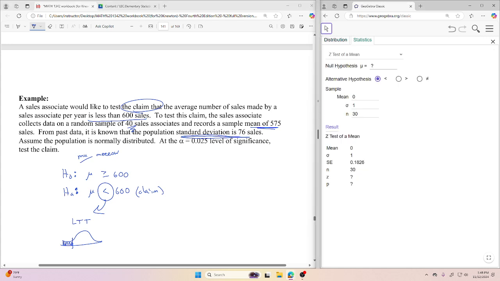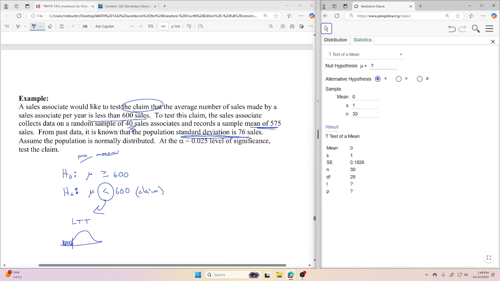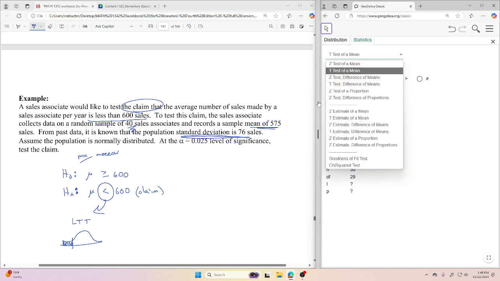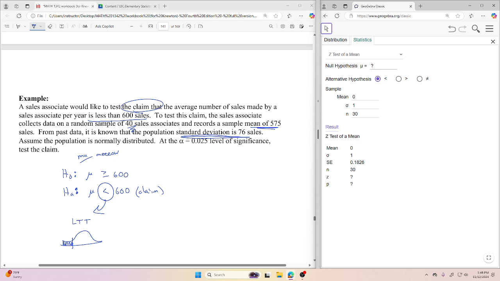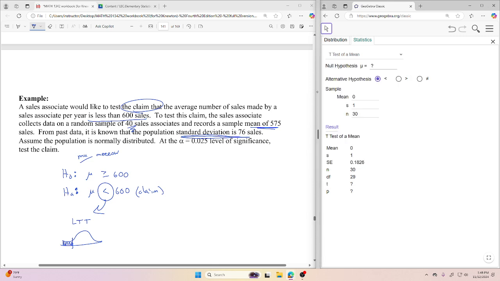We got the Z test has a little sigma, but if I go to T, it has an S. That's the only difference between these two. Sigma, population, T, S, sample. Got me? That's the only difference between the two different homework sections later, okay? Very, very similar stuff. Assume population normally distributed. We got alpha as this much. Here we go. All right, cool.